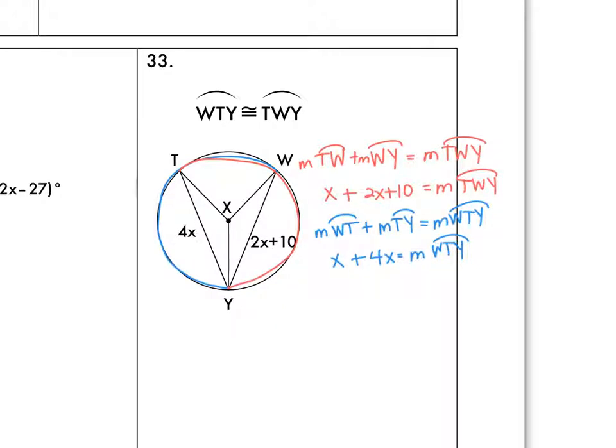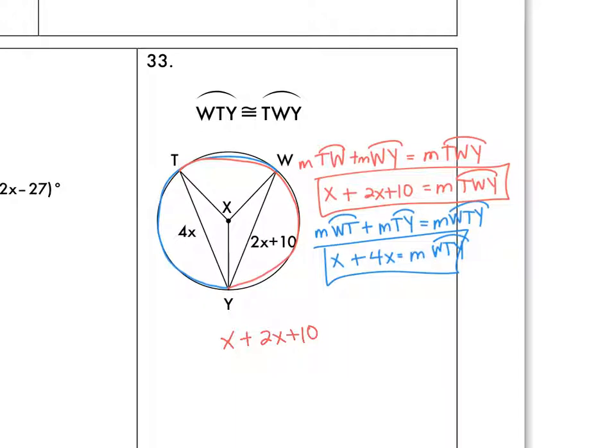All right, and since they're congruent, we know that their measures are equal. So this statement right here and this statement right here, use the transitive property. Since these are the same, then these two must be equal. So I know that x plus 2x plus 10 is equal to x plus 4x. And really, since they both share this x, it's unnecessary to even look at that. So we could have done just 2x plus 10 equals 4x. Either way, it works. So go ahead and solve that, and you should be good with the rest of them.